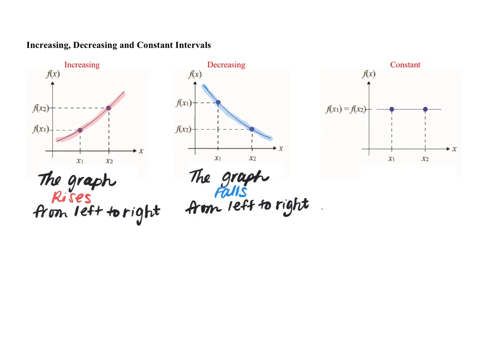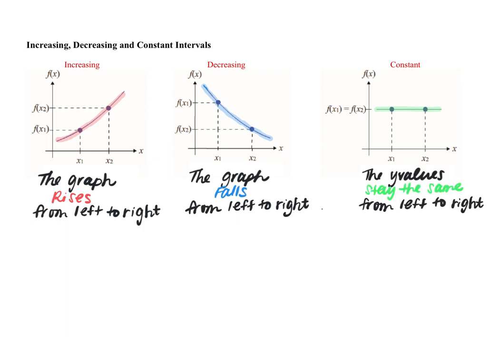And lastly, if a graph is constant, so once again, I'm going to trace this graph from left to right, you see that the y values are staying the same. My y values are not changing. That would be like walking on a flat road. So as we go from left to right, if those y values stay the same, then the graph is constant.